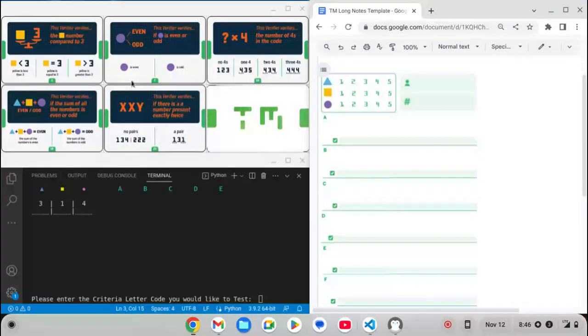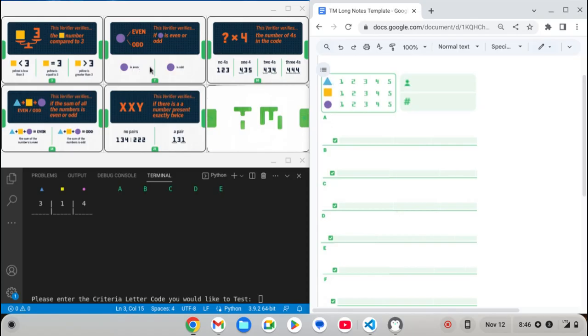So in the grid above, we've got our 5 criteria cards. On the top row, we've got criteria card A, criteria card B, and criteria card C. On the bottom row, we've got criteria card D, and finally criteria card E. So criteria card A takes a look at our middle digit, the square digit, and compares it to the number 3. So should the value of square be less than 3? Should it be equal to 3? Or should the value of square be greater than 3?